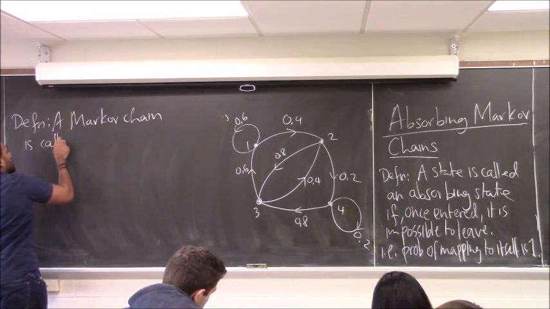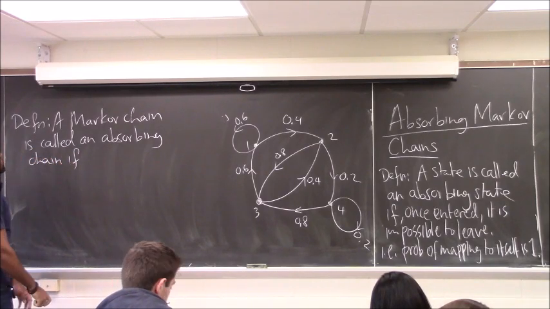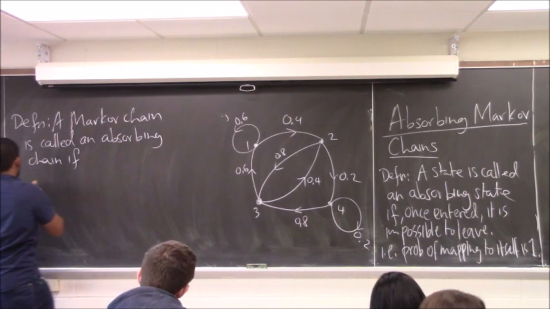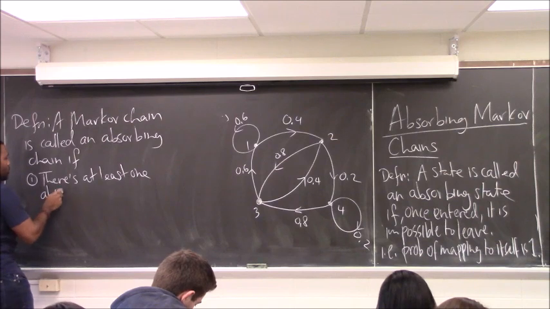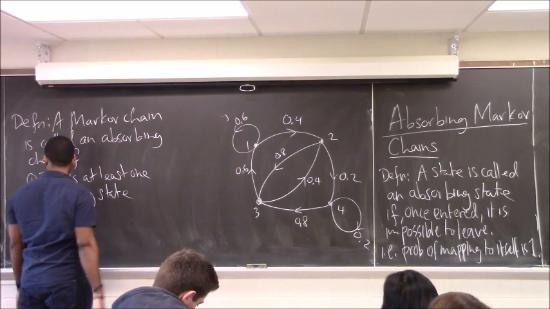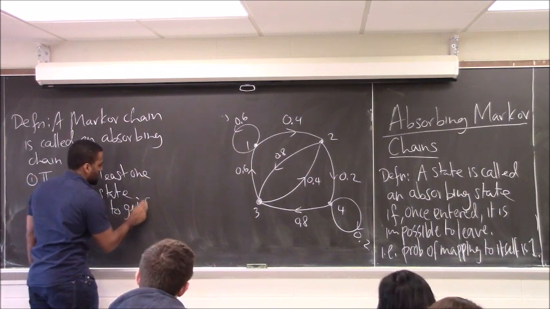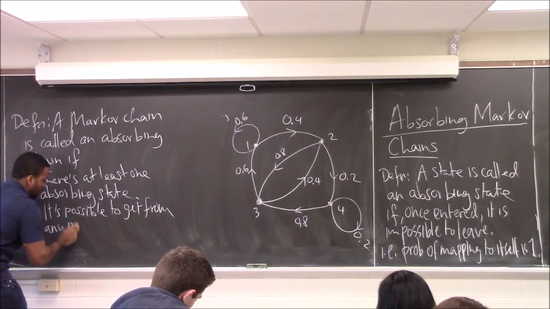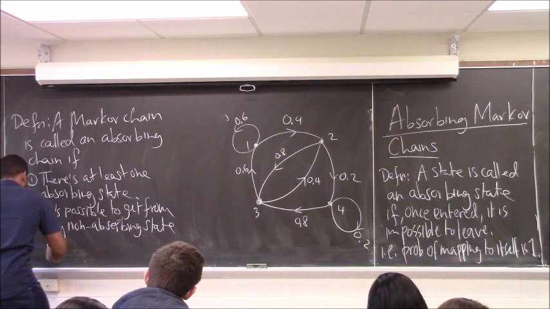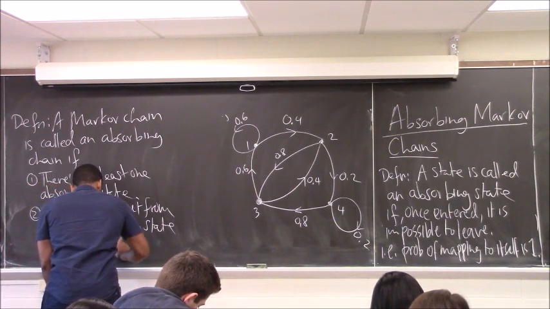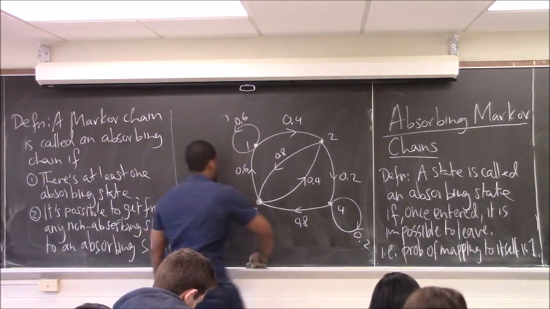A Markov chain is called an absorbing chain if 1, there's at least one absorbing state, and 2, it's possible to get from any non-absorbing state to an absorbing state. Let me give you some examples of that.